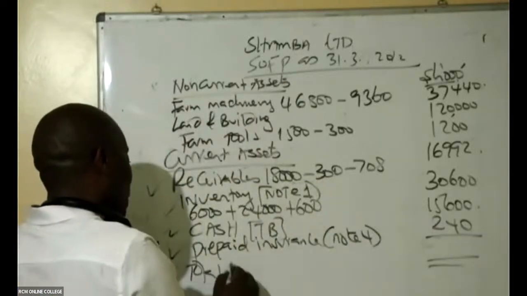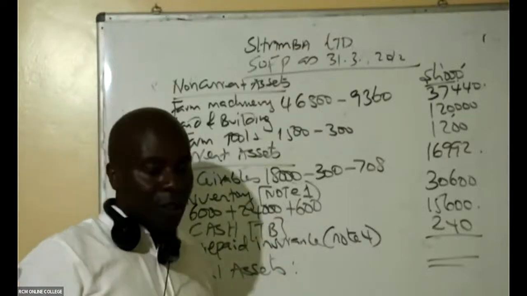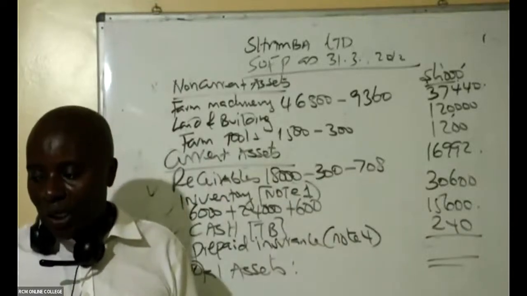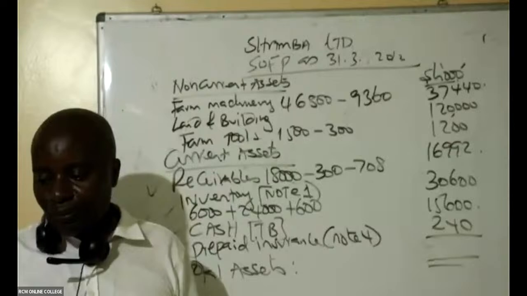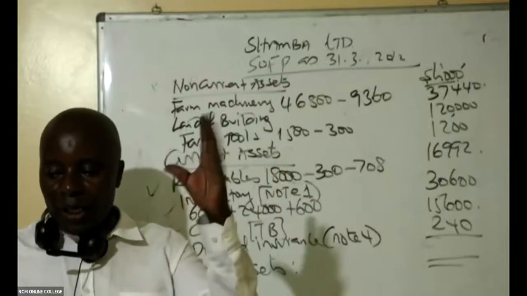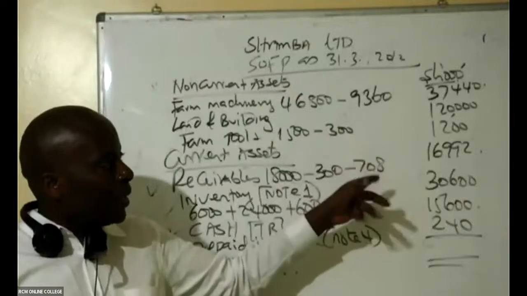Please give me all the total assets here. How much do we have? Total assets. Is there somebody who can just add for us and give us the total assets? Like a ninja. The 7,440 plus 120,000 plus 1,200 plus 6,992.